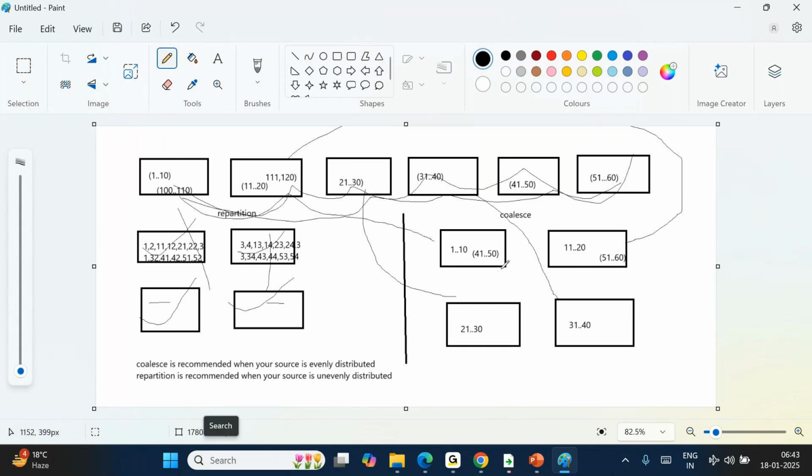But in Coalesce, it is not like that. Coalesce will keep the first 4 partitions as they are, and whatever extra is there, it adds to the existing partitions. This will create a problem with Coalesce. That's why repartition is recommended when your source is unevenly distributed. Coalesce is recommended when your source is evenly distributed.